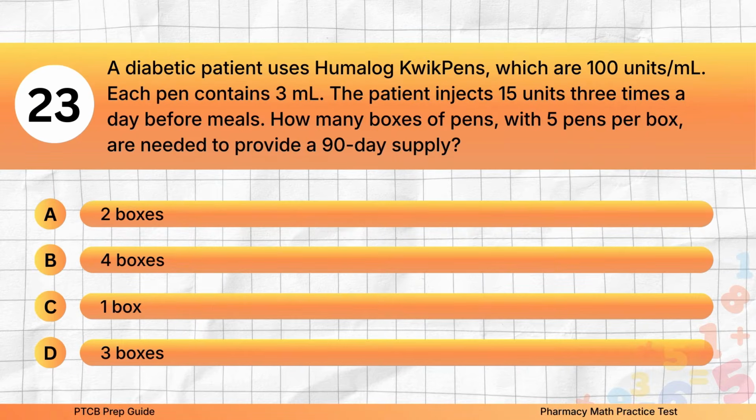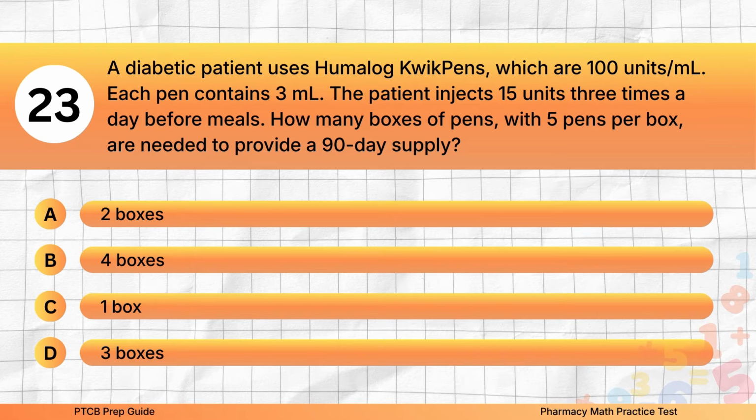Let's look at an insulin supply scenario. A diabetic patient uses Humalog Quick Pens, which are 100 units per milliliter. Each pen contains 3 milliliters. The patient injects 15 units 3 times a day before meals. How many boxes of pens, with 5 pens per box, are needed to provide a 90-day supply? Is it A 2 boxes, B 4 boxes, C 1 box, or D 3 boxes?